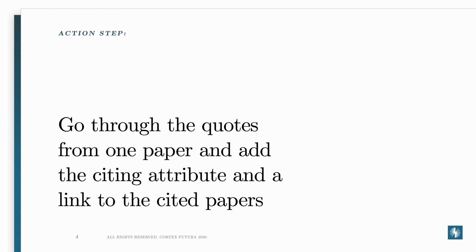And here's a first action step to get you started. Pick one paper and add the citing attribute with links to the cited sources under the quotes you've extracted. Do that for one paper, a couple of quotes. You don't have to be exhaustive. This isn't meant to be busy work, but pick a couple of quotes, and as always with Roam, this will accumulate over time and be super, super helpful. And with that, we'll conclude this video, and I'll talk to you in the next one.